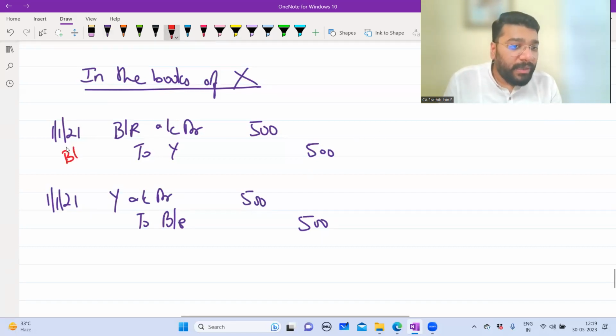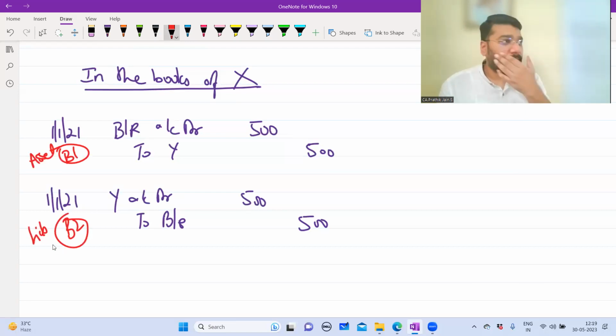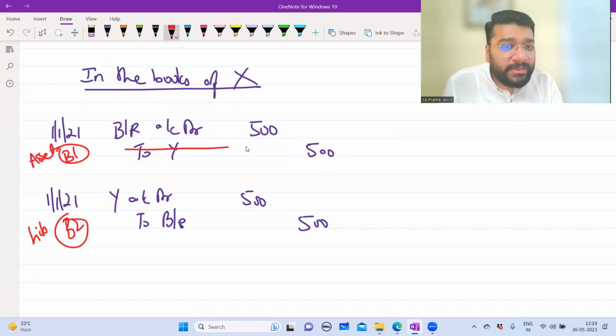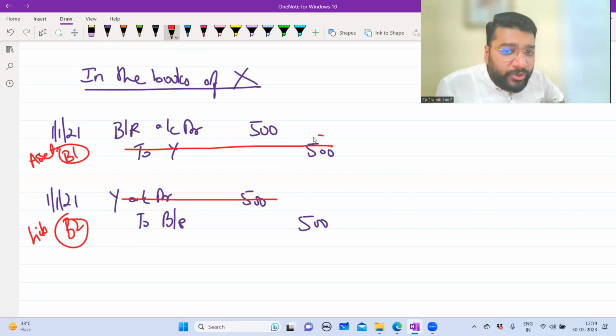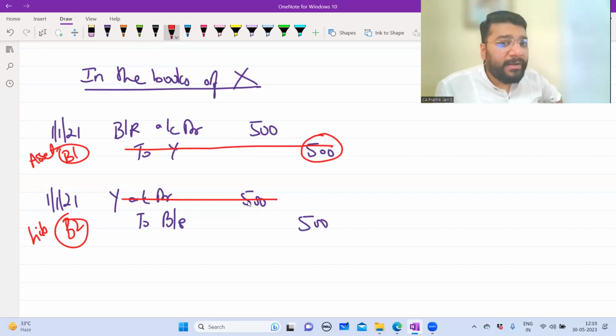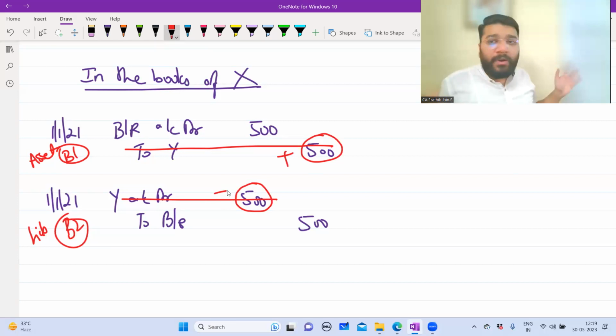This is bill 1. This is bill 2. This is asset. This is liability. Any problem? Now here, guys, Y account is opened here, closed here, which means what? We are supposed to make payment to Y 500, and we are supposed to receive 500. Plus 500 minus 500 becomes ultimately 0. I have to pay you 500. You have to pay me 500. So we will not pay each other. Game over.